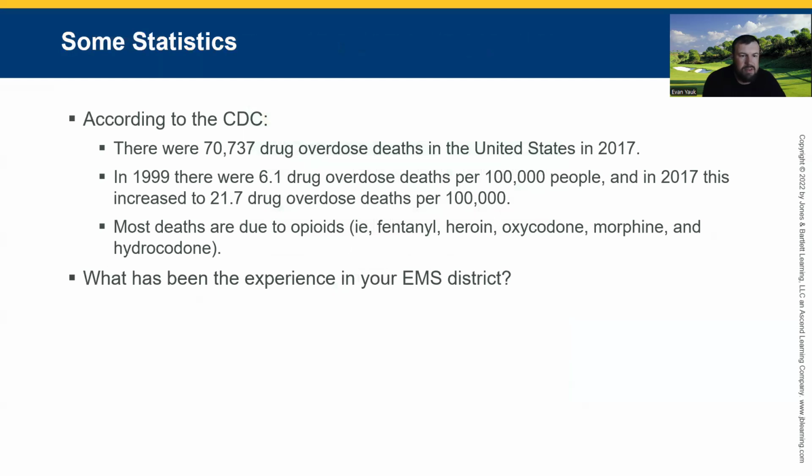So according to the CDC, there were 70,737 drug overdose deaths in the United States, and that was in 2017. Since then, it has actually gotten worse, and I think it talks here in a minute about that. But in 1999, there were 6.1 drug overdose deaths per 100,000 people. And then in 2017, that increased to 21.7 drug overdose deaths per 100,000 people. And here we are in 2024. I don't have a number, but I'm sure it's higher even now.